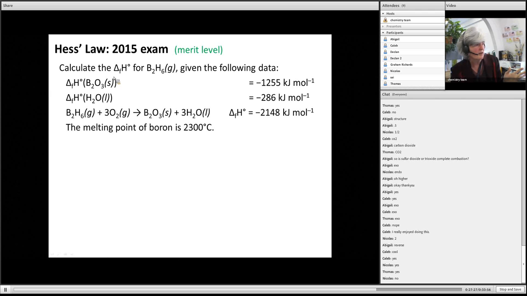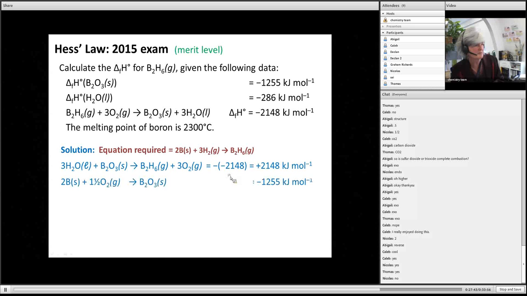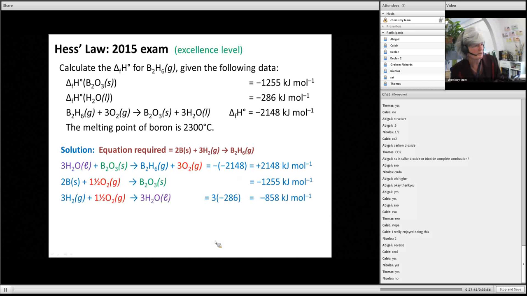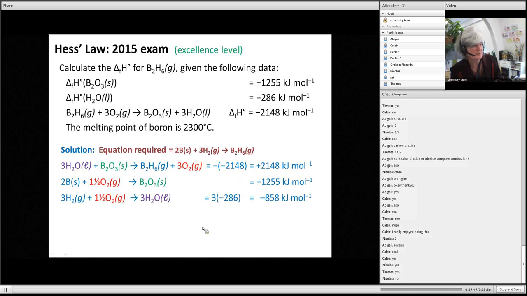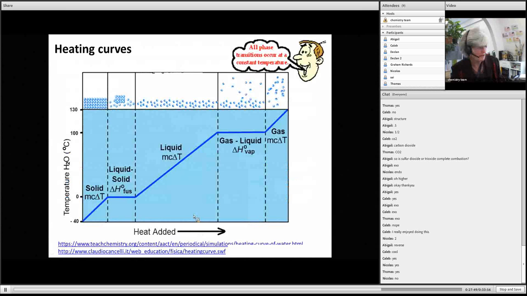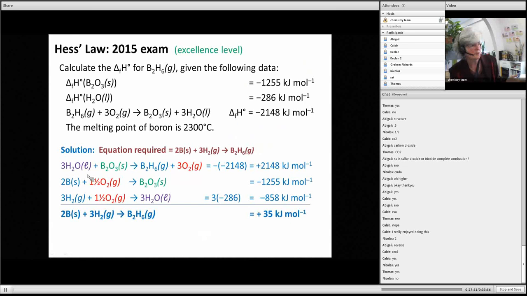So here they ask you to calculate a heat of formation. So you can still do this the short method because you've got mainly heats of formation and one different one, but it's a bit more of a tricky one, or you do it the long method. And if you want to know the answer, you want it like that. That's how you would work it out.